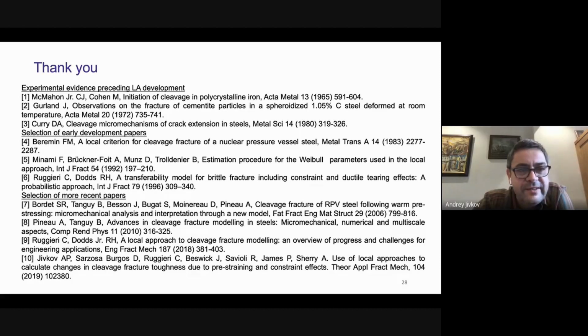The early experimental evidence for cleavage, the first papers, starting with the Berryman. Mind you, Berryman is not a person. I don't think everybody knows. Berryman is a group of people in France. So that's not just one person there. And then it's just a selection of papers. There are a lot of papers on cleavage fracture that you'll find, particularly if you look at number 9, which is a review, you'll find references to almost everything that has been published in cleavage fracture.